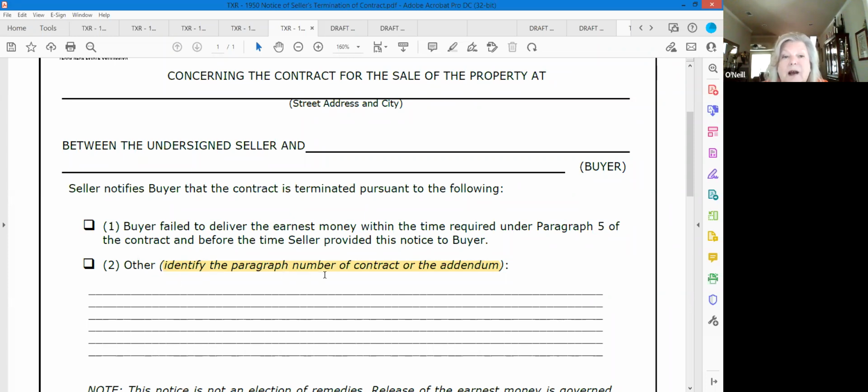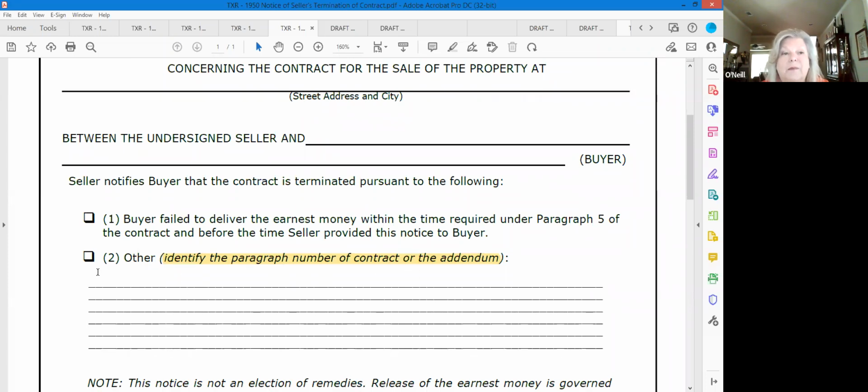is identify the paragraph number of contract or the addendum. 2, this poor seller was there at closing and the buyer never showed up. It never closed. Seller uses this provision, says paragraph 9 closing. Buyer did not close by the closing date. Otherwise, they either have a provision during the contract, if they fail to deposit the earnest money, they can terminate, or they have to wait until when? After the closing date. Any questions?